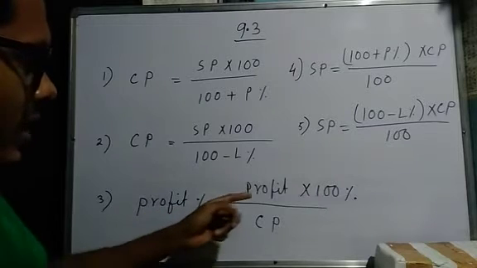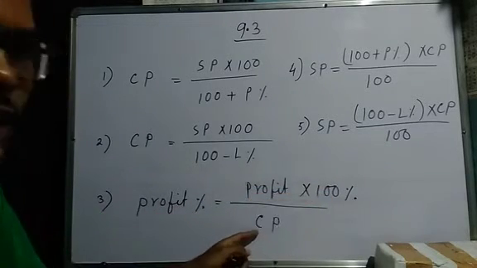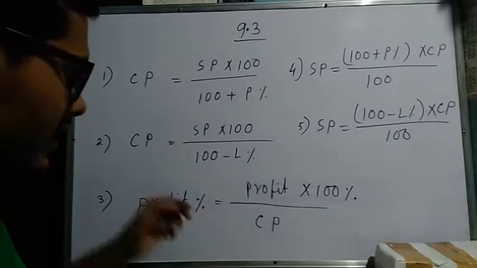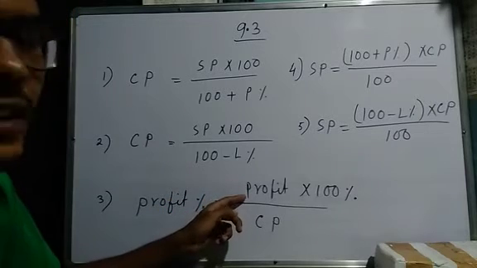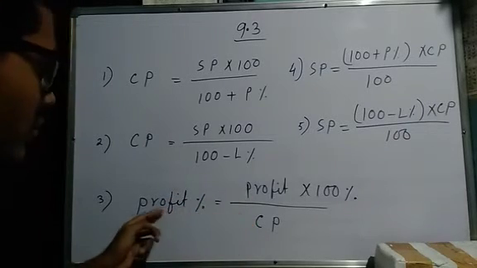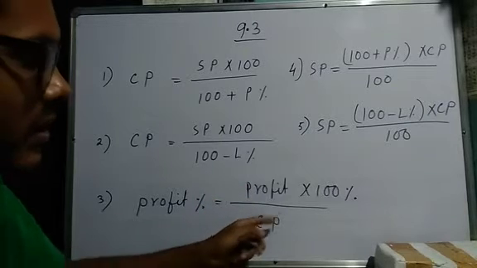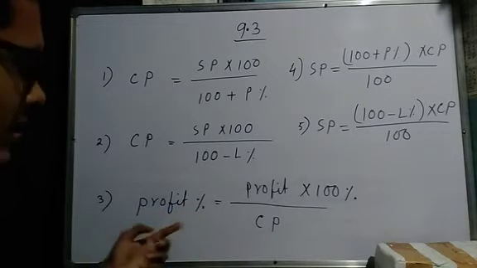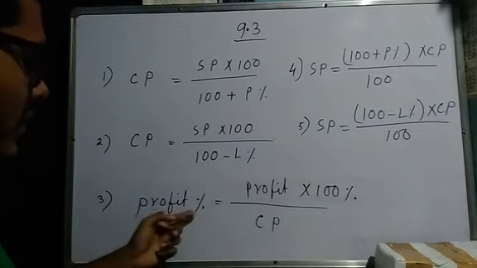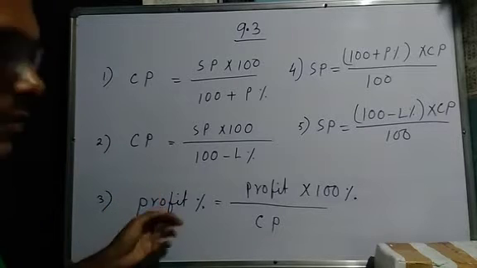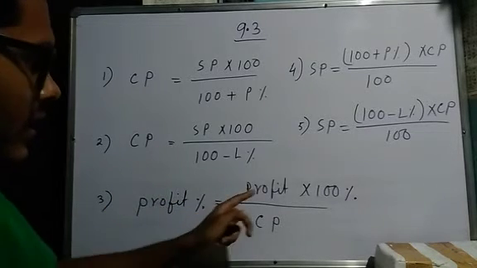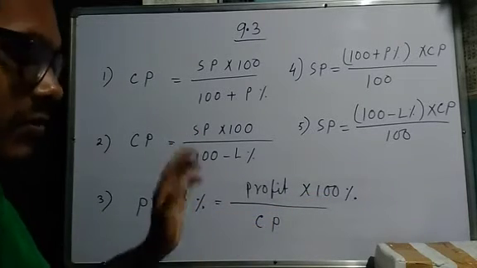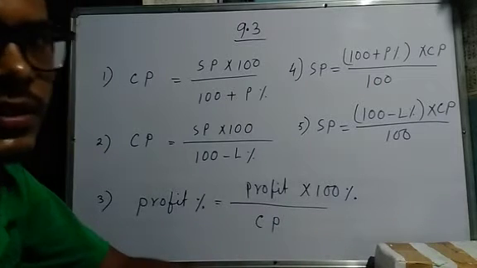Profit percent is profit multiplied by 100 by CP. This formula we have already used in 9.2. In that exercise we used increase by original number, but here profit percent is profit by CP, cost price, multiplied by 100. In case of loss percent, you just replace profit with loss. So loss percent is loss multiplied by 100 by cost price. Now I will show you how to use these formulas while solving the 9.3 exercise.